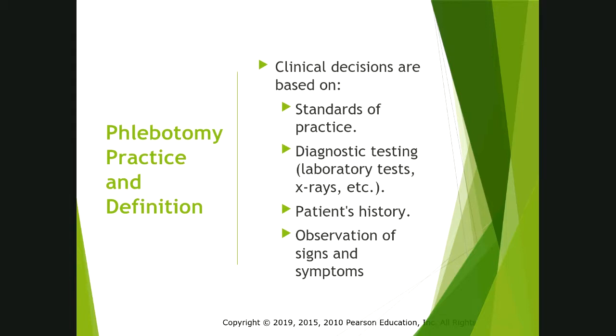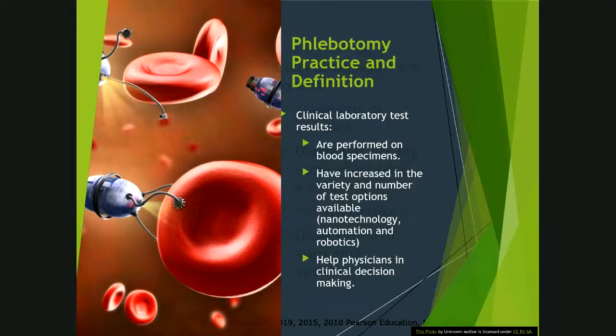Standards of practice. Every area in healthcare has a standard of practice, things we need to adhere to provide quality patient care, and all these are used in the clinical decision making. Clinical laboratory test results are performed on blood specimens. They have increased in variety and number of test options available, nanotechnology, automation, and robotics, and they help the physicians in the clinical decision making.